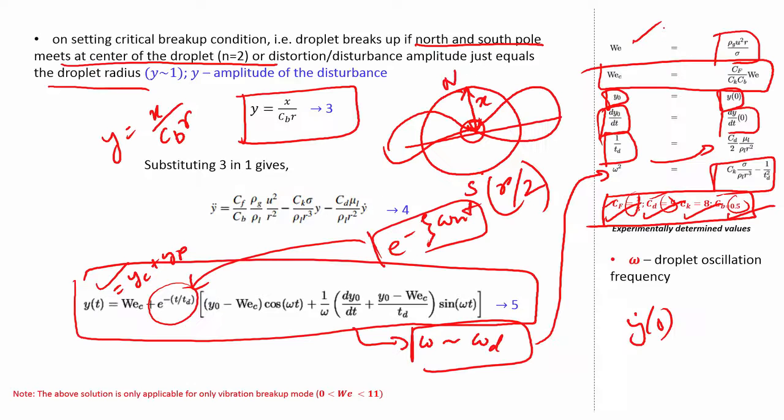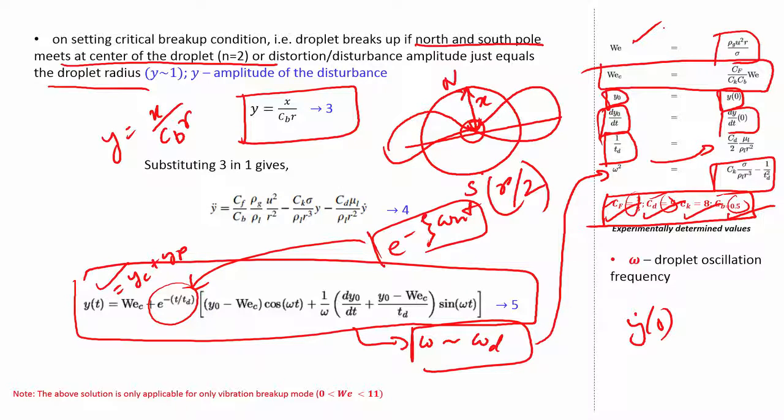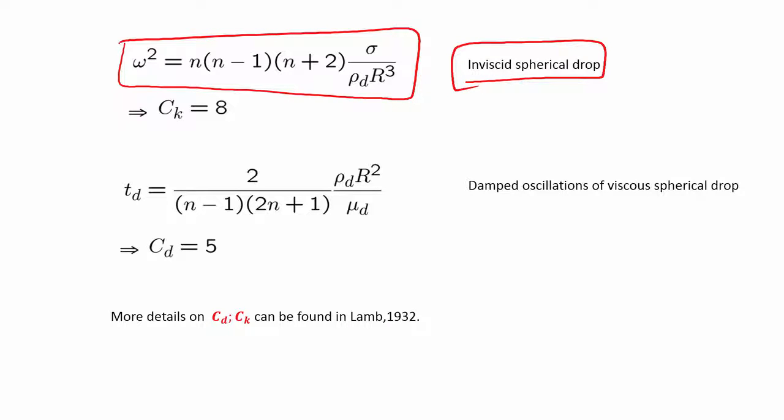Now, as I said, how do we find out all these constants? Say, for example, one constant C K that you can see over here. How is that found out? Basically, it is work done by Lamb. You consider an inviscid spherical drop, and from the frequency of oscillation of an inviscid spherical drop, one can find out what the value of this C K will be. So, C K is usually 8. This comes from the inviscid drop analysis.